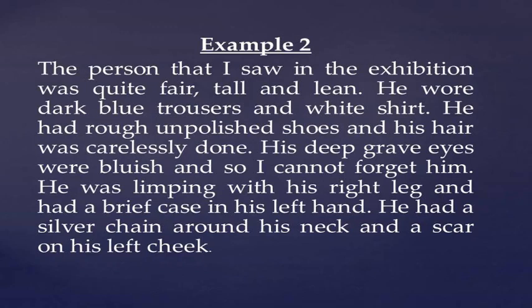Look at the second example. "The person that I saw in the exhibition was quite fair, tall, and lean. He wore dark blue trousers and a white shirt. He had rough, unpolished shoes, and his hair was carelessly done. His deep, grave eyes were bluish, and so I cannot forget him. He was limping with his right leg and had a briefcase in his left hand. He had a silver chain around his neck and a scar on his left cheek." See the detailed description of the person who has been seen in the exhibition. That is how you introduce an unknown person to your group.